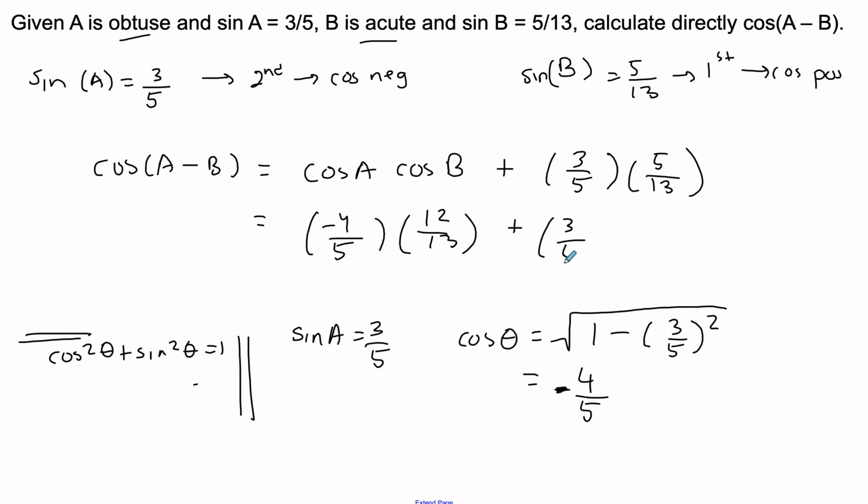And then do the maths, simplify. Things will cancel out here. Things will not cancel out here, so you'll have to do the maths there, and you will get negative 33 over 65. So that's the value of cos (A minus B). And we don't even know what angle A and angle B are, but we were able to calculate it just using this information, just using the sine information.